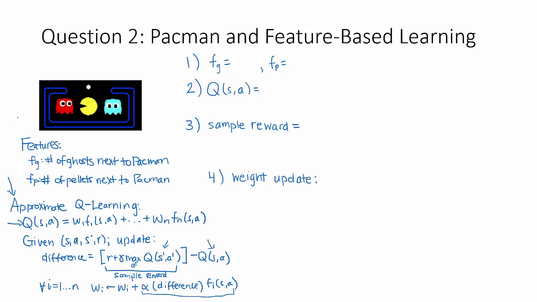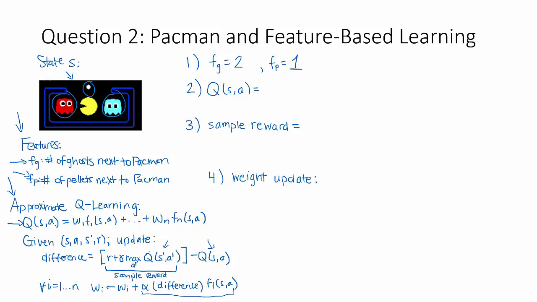The 2 features that we're going to consider for this problem are shown here. It's going to be f sub g, the number of ghosts next to Pacman, and f sub p, the number of pellets next to Pacman. The state we're considering, that is state S, is this configuration here. And for the first problem, we're asked to compute the feature values corresponding to this state. So the feature value for the ghosts, the number of ghosts next to Pacman, well, there's just this red ghost and this light blue ghost, so the answer is 2 here. For f sub p, we want to count the number of pellets next to Pacman. There's this 1 pellet north of Pacman, so the answer is 1 here.